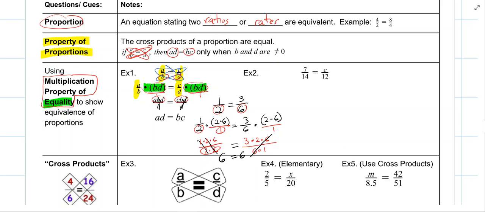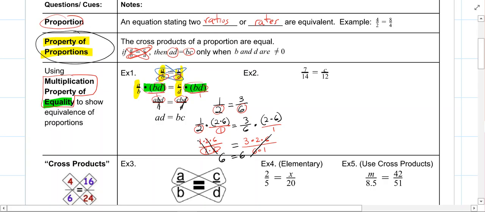All right, example 2. More proof that this works. What am I proving? I'm proving the property of proportions using cross products. Some of you guys use cross products. Well, all of you used cross products back in elementary school, but you were just told to do it. You didn't know why it worked. So that's what we are discussing right now.